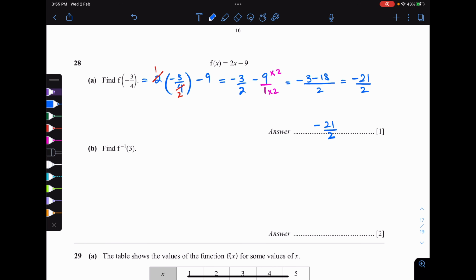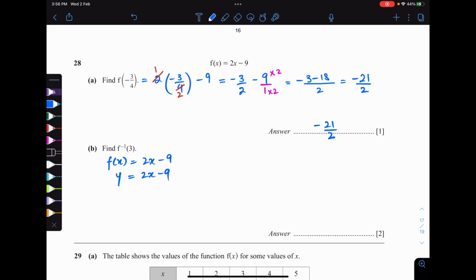Now, f inverse of 3. Now, this is a little bit interesting one. There are a couple of ways of going around it. I'm going to discuss the one which I think students find really easy. So, f of x is equal to 2x minus 9. Let's find f inverse of 3 first. So, y is equal to 2x minus 9.